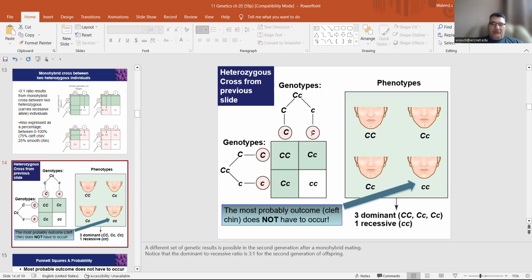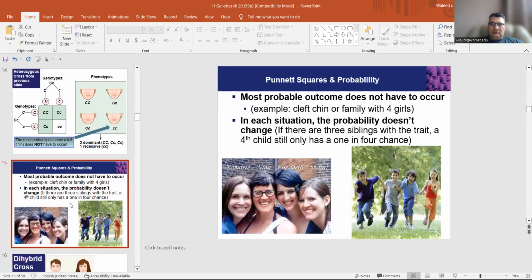Here is if one of them is heterozygous, as you see here. So you will end up having 3-to-1. One of them only, this one, is homozygous recessive, and only if that is the case, you will not have it. Look, he doesn't have cleft chin, but those three will have it. 75 to 25 or 3-to-1. Here is what I just mentioned. The most probable outcome doesn't have to occur. So if it is 75%, can I have all my 4 kids without? Yes. You never know. It's just probabilities, chances. It doesn't change.